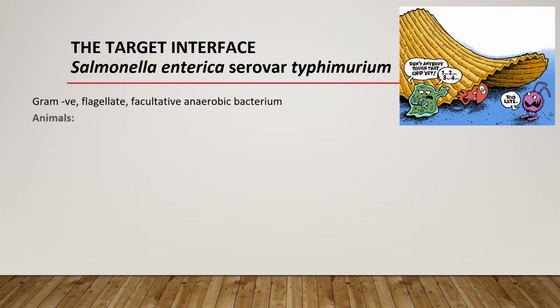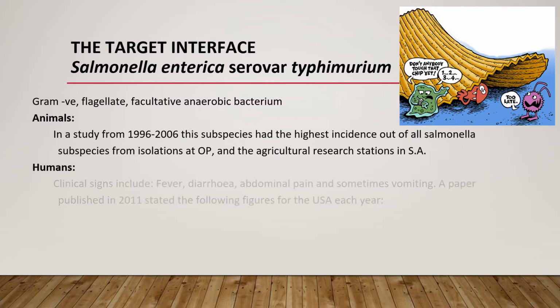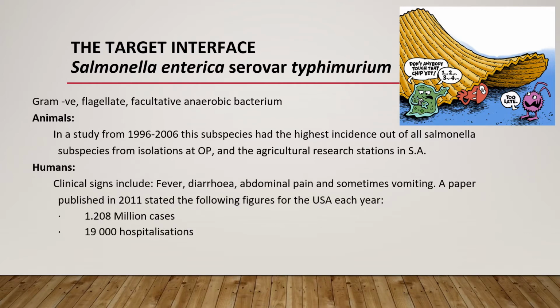In humans, clinical signs include fever, diarrhea, abdominal pain, and sometimes vomiting. A paper published in 2011 stated the following figures for the USA each year: 1.208 million cases, 19,000 hospitalizations, and approximately 400 deaths. In animals, in a study from 1996 until 2006, this subspecies had the highest incidence out of all Salmonella subspecies from isolations at Onderstepoort and the agricultural research stations in South Africa.